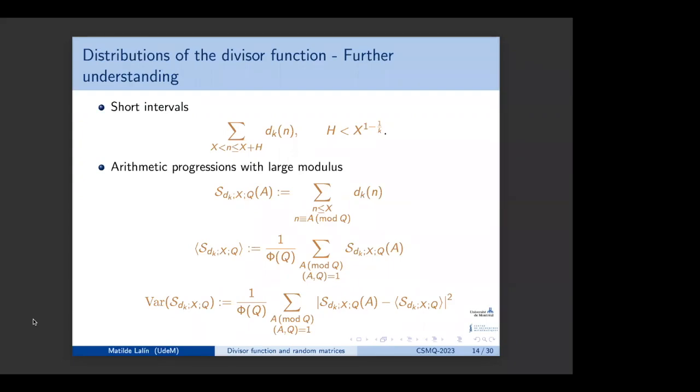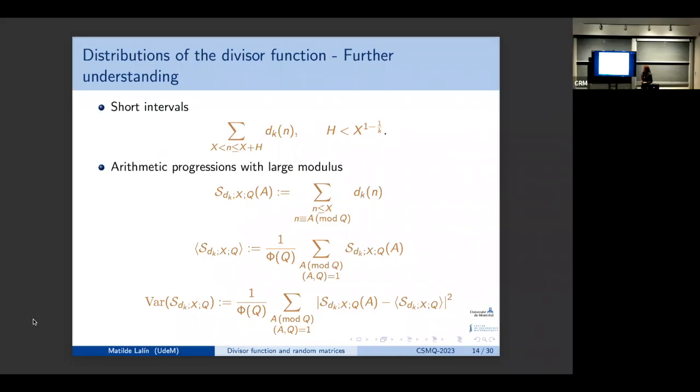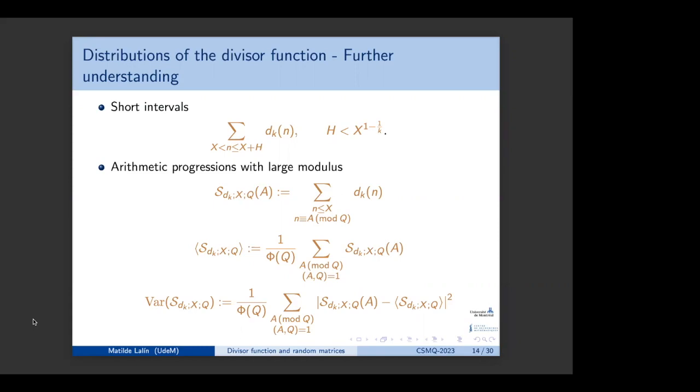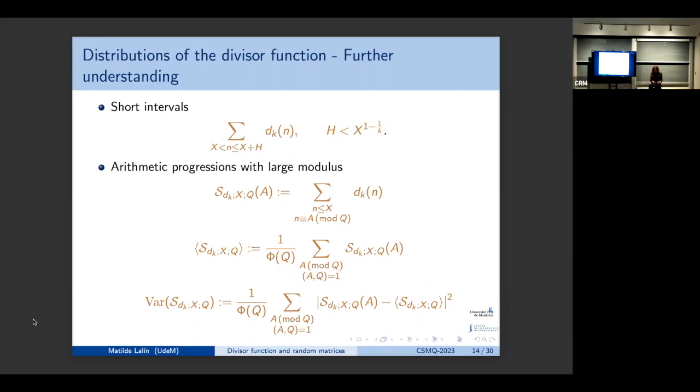Sorry, what is phi of Q? Phi, thanks for asking. Phi is just the Euler totient function, and it counts the number of positive numbers that are coprime to Q and less than Q. I should have mentioned that. So basically we are taking an average here, dividing by the number of terms we have. The number of terms is the number of classes A that are coprime to Q.